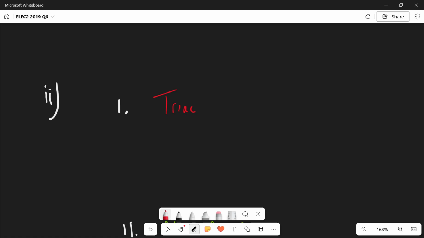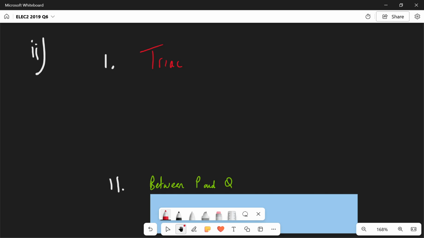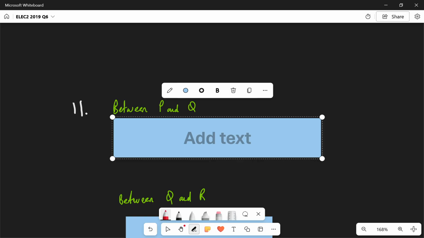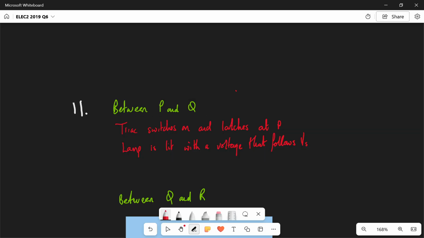Right, okay, so for part 2, explain what is happening to the triac and to the lamp between points P and Q. And hopefully this will explain why this has to be the triac and not whatever it's attached to. Okay, so between P and Q, the triac switches on and latches at P. So what we've got to remember is that we need this minimum voltage in order to switch on the triac.